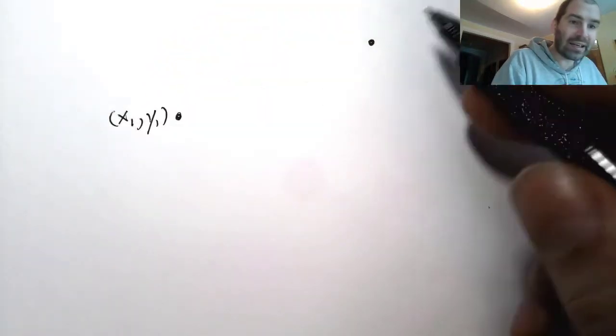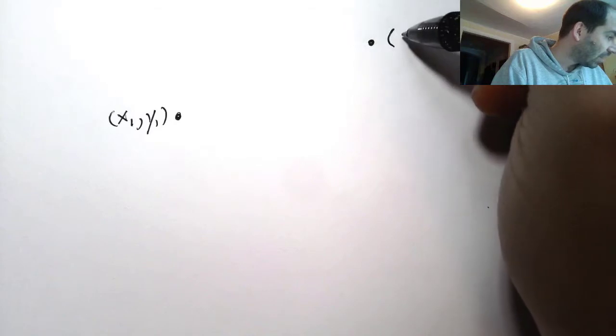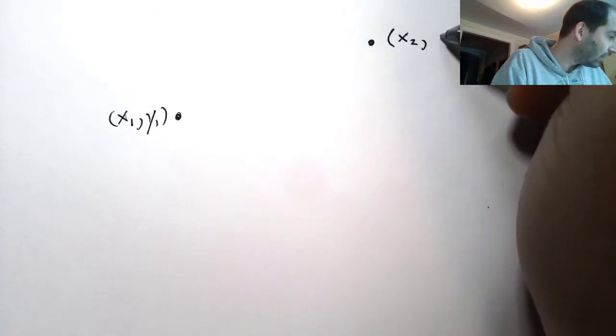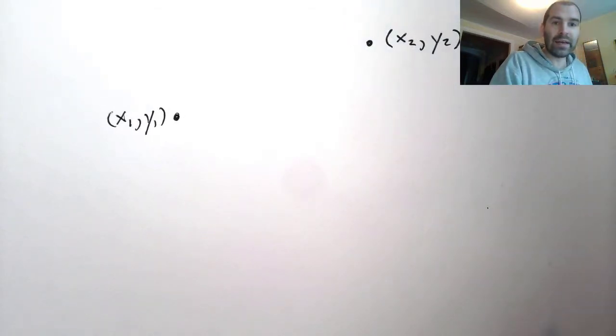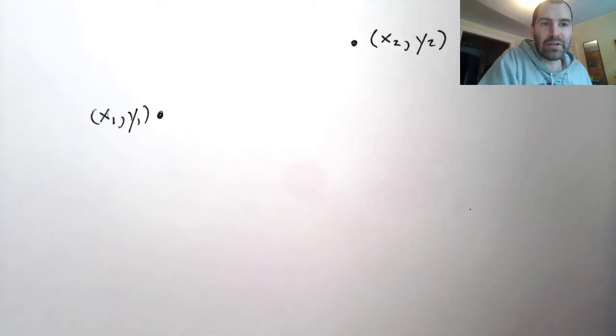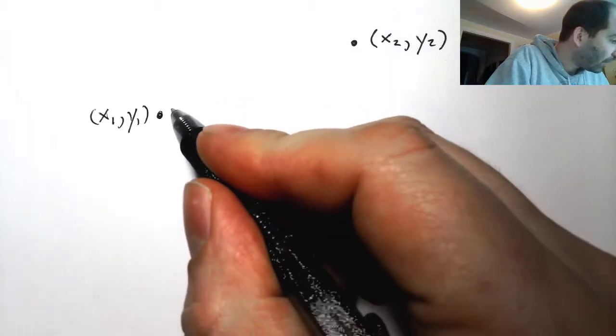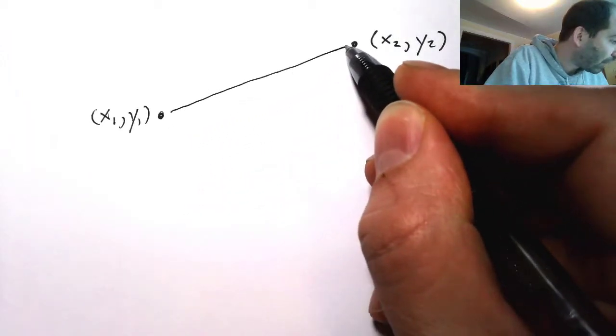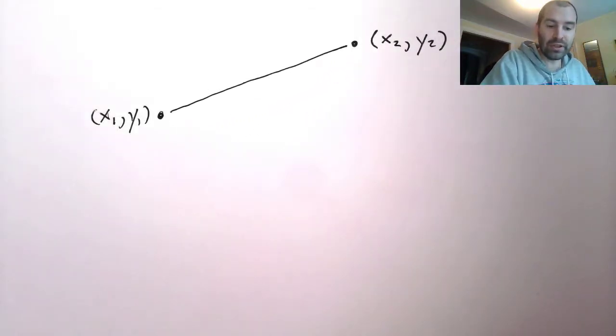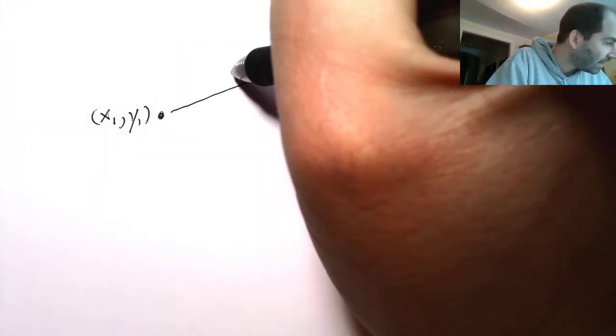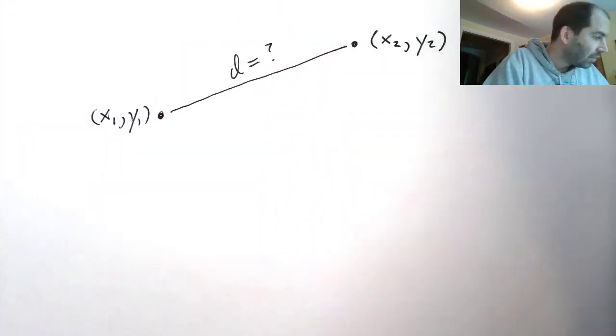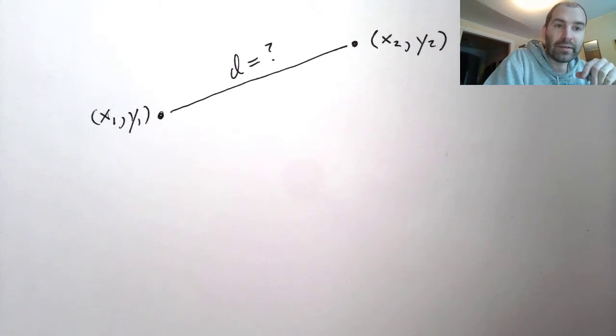And this is my second point, so I'm going to label its coordinates x2, y2. And the question here is, how do I measure the distance between these two points? In other words, I want the length of this straight line segment that joins them. And we're going to call that distance d. So what is it? How do we find it?